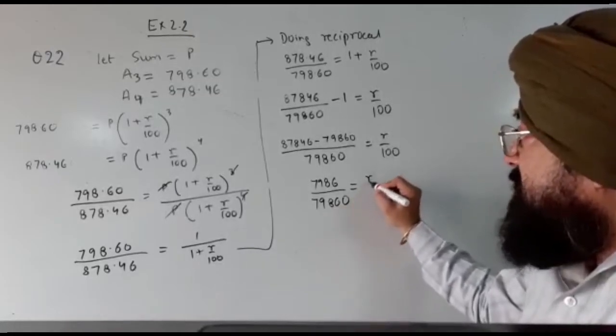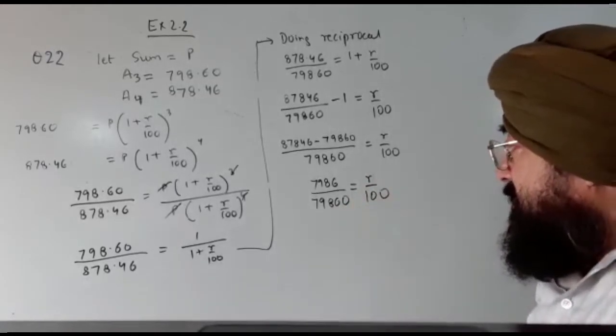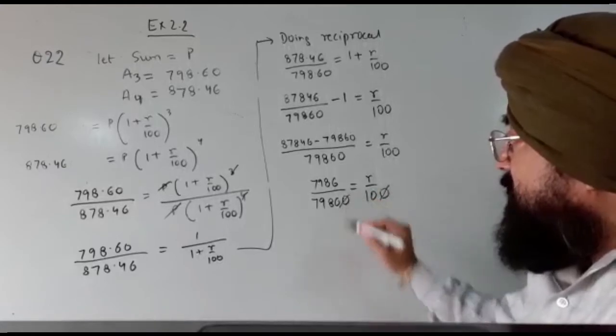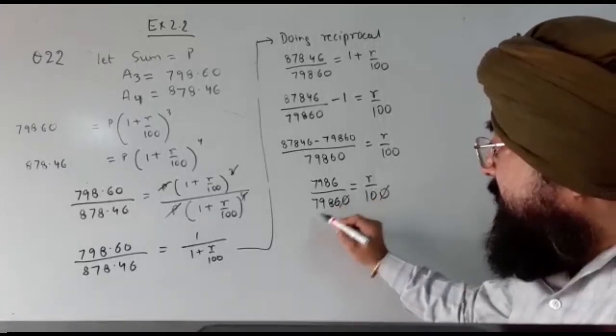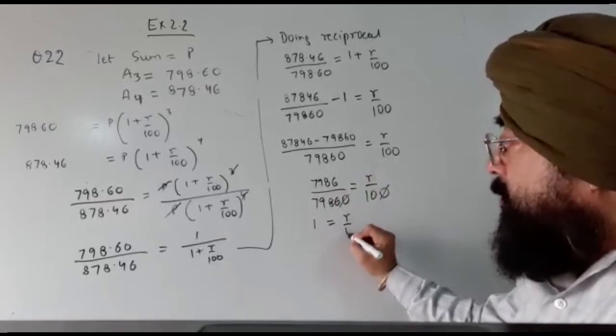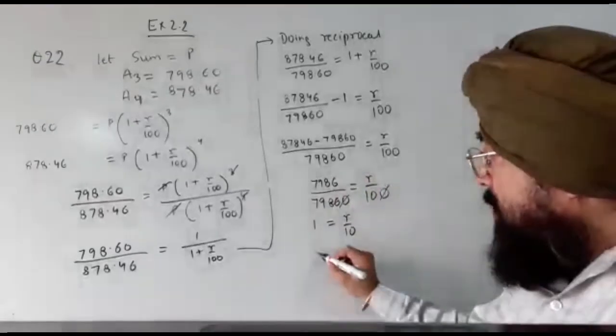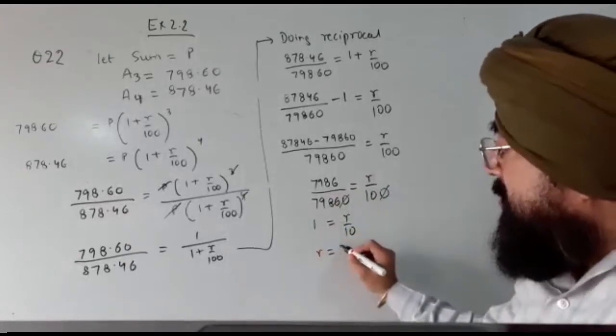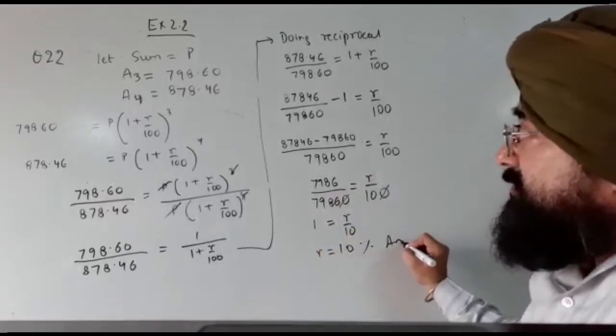What else could I have asked for? See what happens: the 0 and the 1 0 cancel off, and this entire number gets cancelled with this entire number. So 1 is equal to R upon 10, so R comes out to be 10 on cross multiplying. 10%, your answer.